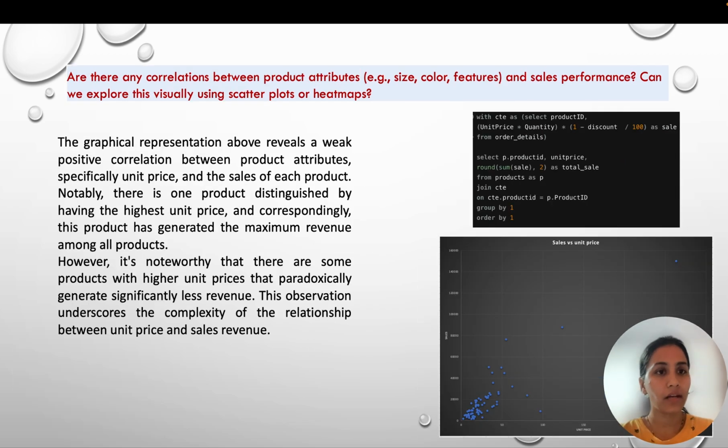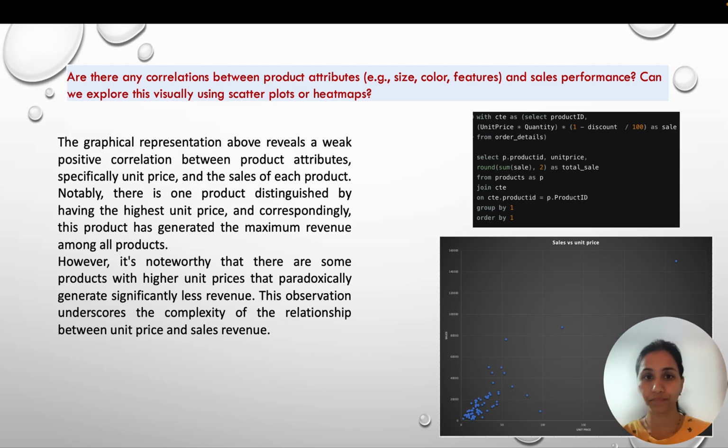Now the next question is, is there any correlation between product attributes and sales performance? Can we explore this visually using a scatter plot or heat map? For this one, again, for sales performance we have to create the revenue, so I created a CTE, and for the data set I have taken the product ID, unit price, and the revenue, grouping by the product ID.